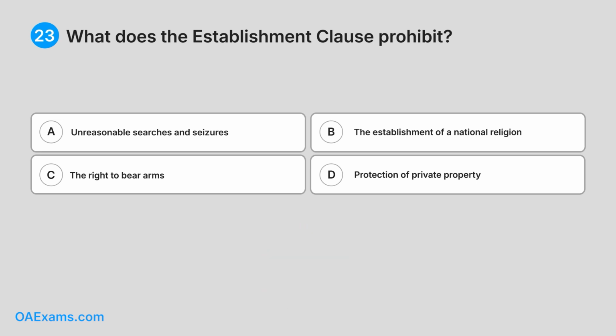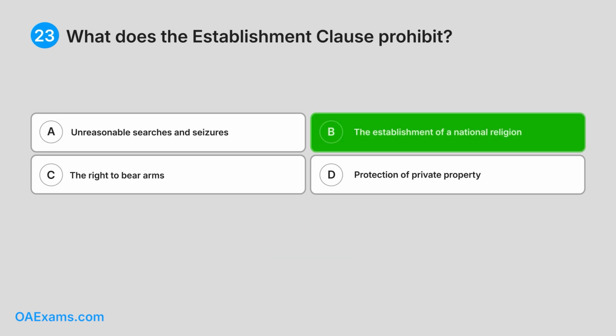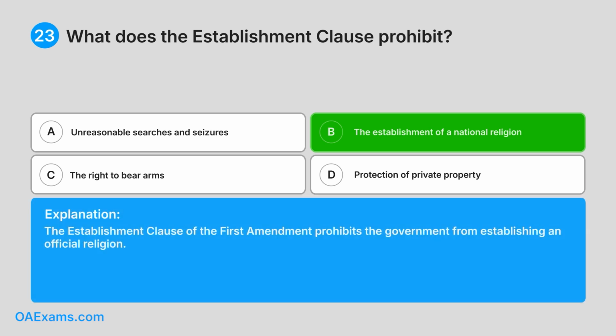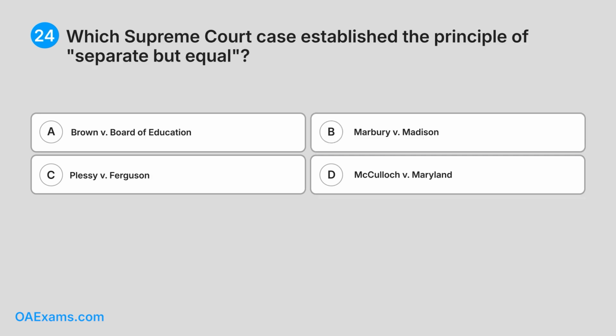Correct answer. B. The establishment of a national religion. Explanation. The Establishment Clause of the First Amendment prohibits the government from establishing an official religion. 24. Which Supreme Court case established the principle of separate but equal?